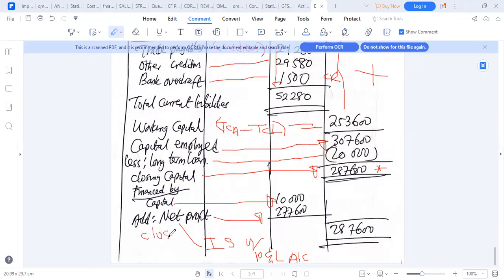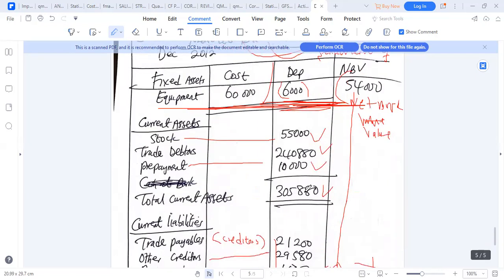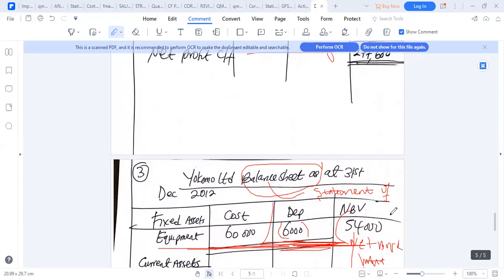Okay, so closing capital as well is giving us the same answer. So this question has been balanced because this one and this one have reconciled. We have done the reconciliation statement. So this marks the end of this question on preparation of final accounts, the balance sheet or the statement of financial position of Yokomo Limited.